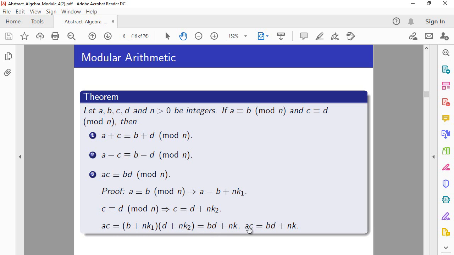So clearly then ac is... okay, so I have a typo here. What I wanted to write here is ac is congruent to bd modulo n.